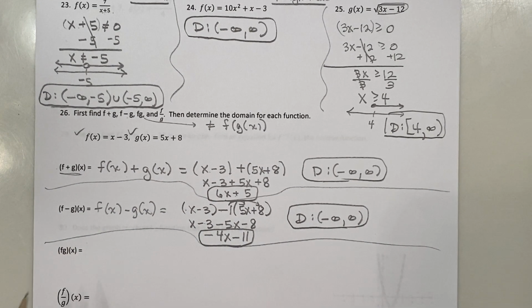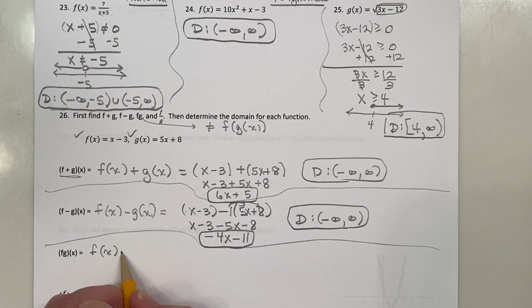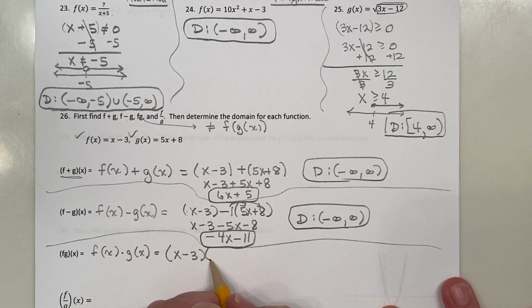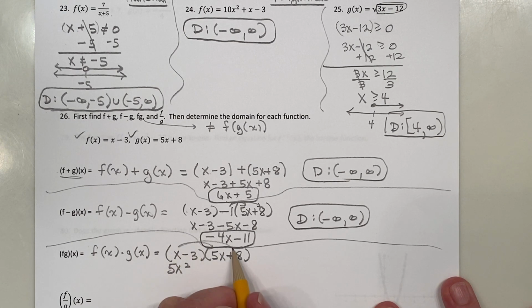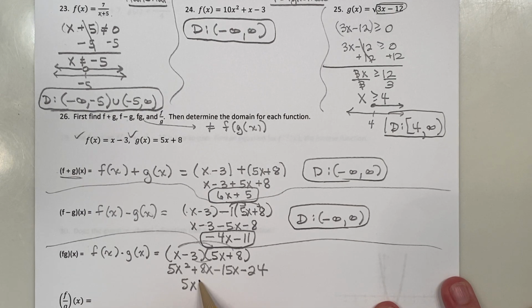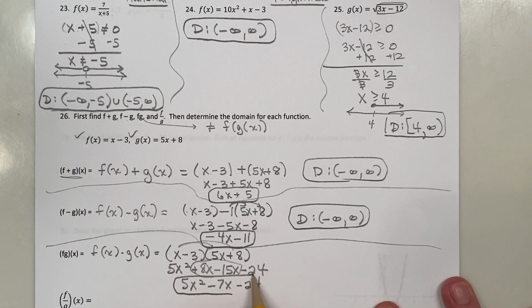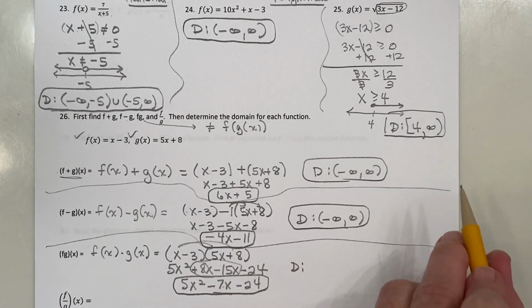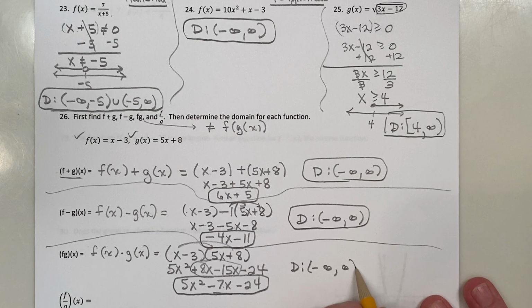Let's combine by multiplication. So another way to write that is f of x times g of x. Here's f again. We're going to multiply. So when we look at this, this means to FOIL. So 5x squared plus 8x minus 15x minus 24. Collect like terms, that would just be these two. That collects to minus 7x minus 24. That again is a polynomial. It's not a rational function or even root function, so its domain is all real numbers.